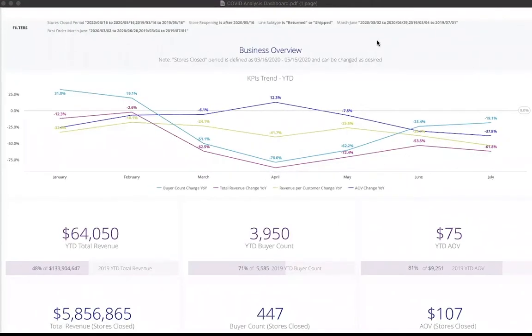As part of Acquia Marketing Cloud Analytics, we're providing a new dashboard for our clients called COVID Analysis Dashboard, which gives marketers insights into how their business is changing due to our global pandemic. We're providing this dashboard to all clients using Acquia Customer Data Platform.